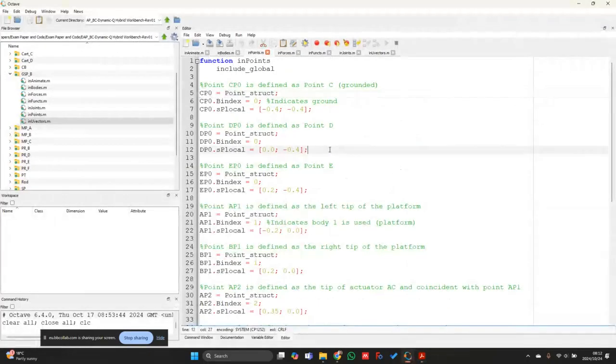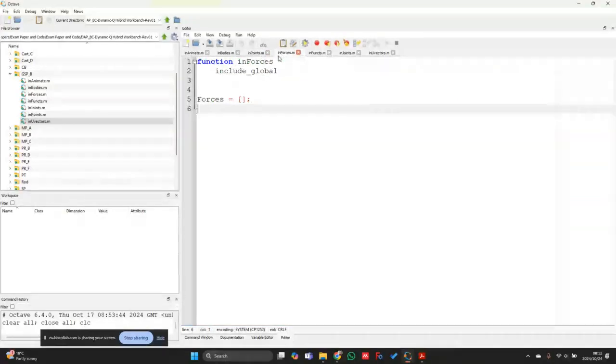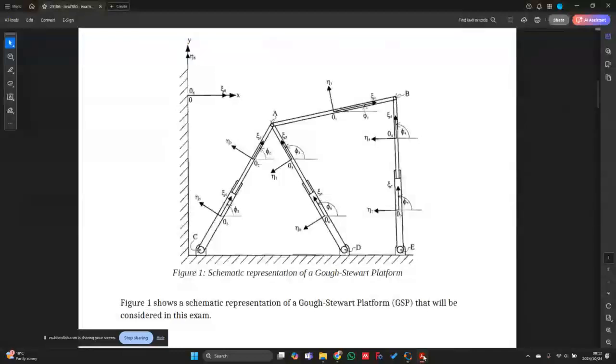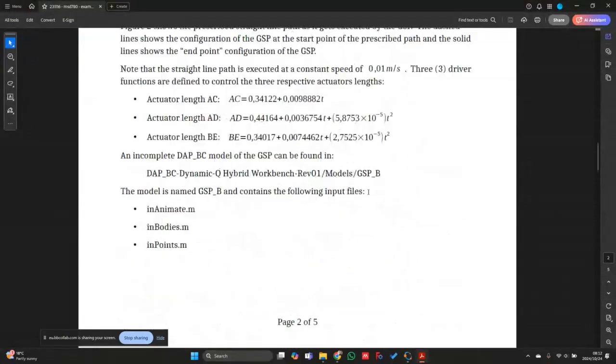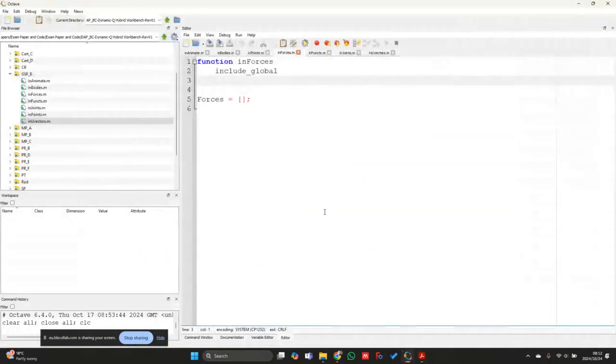Okay, so all of these have then also been defined within the endpoints file that we have over here. All of them are grouped together in this points list that we have at the end. So this then brings us to the first file that we want to go and change. You'll see enforces.m has been given as an open function. There's nothing provided inside, but we do have the information given over here. So they say for the enforces.m file, we need to note that the weights of the bodies are taken into consideration, and then we also have a constant friction force acting on the center of gravity of body 1.